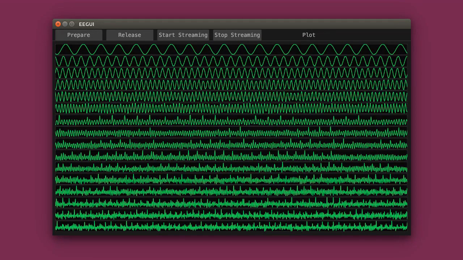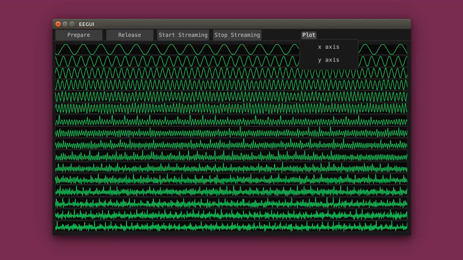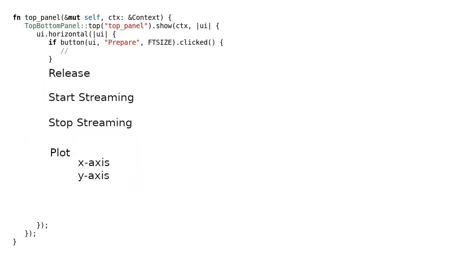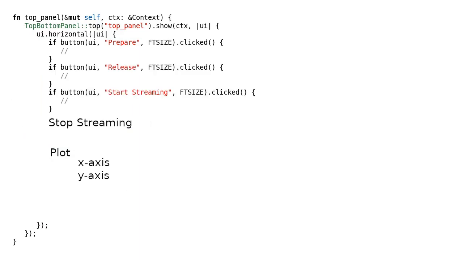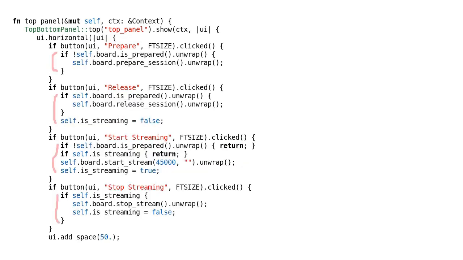In the previous video, the top panel featured a menu bar. In the current version, the top panel includes 4 buttons and a menu bar with a drop-down menu. Here is the code structure. After integrating the buttons into the structure, we have the following layout. Along with the response of each button, we get this.